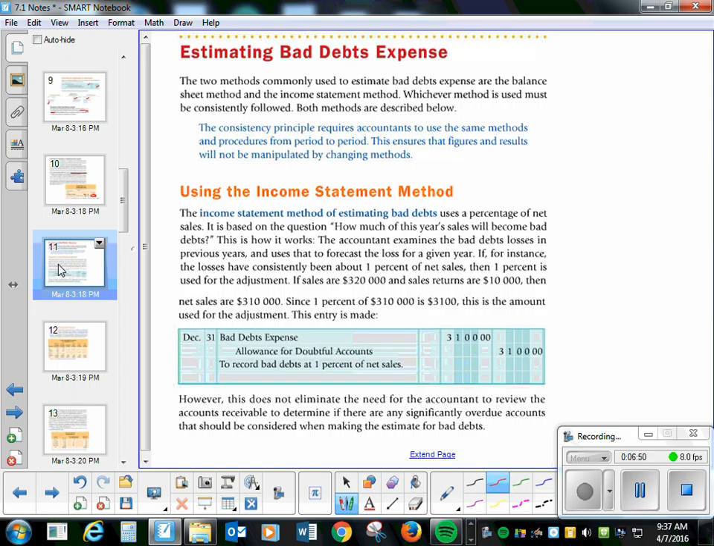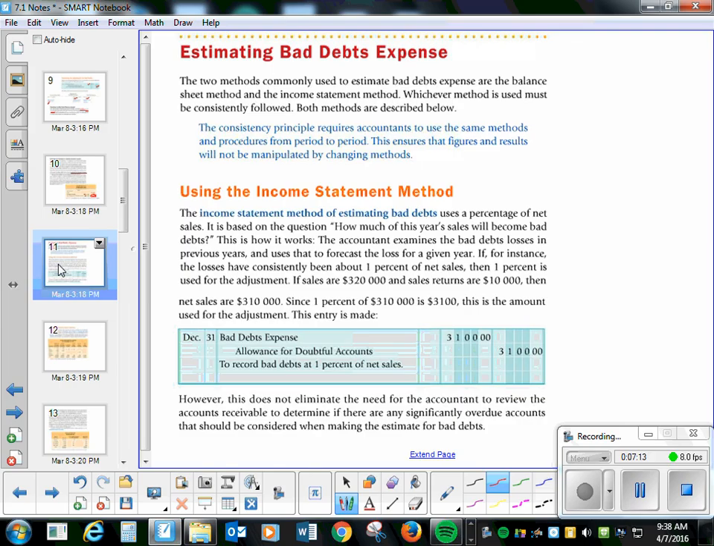The income statement method of estimating bad debts uses a percentage of net sales. It is based on the question, how much of this year's sales will become bad debts? This is how it works. The accountant examines the bad debt losses in previous years and uses that to forecast the loss for a given year. If, for instance, the losses have consistently been about 1% of net sales, then 1% is used for the adjustment.